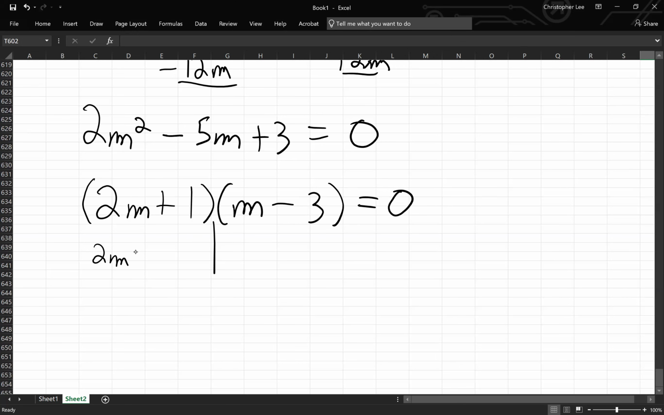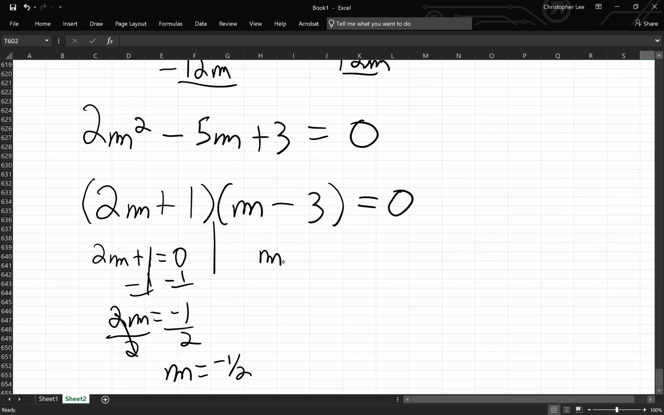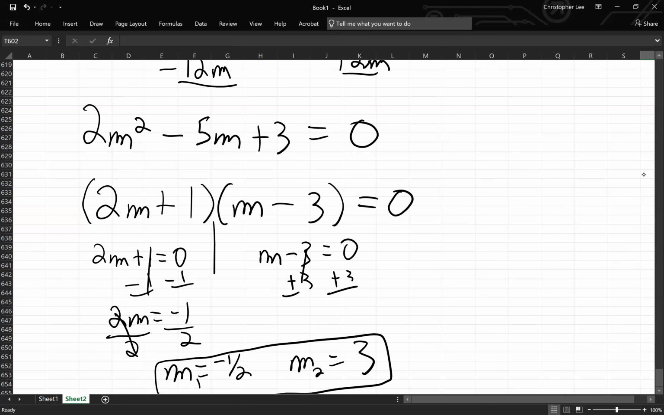So 2m plus 1 equals 0. Subtract 1 from both sides, 2m equals negative 1. Divide by 2, m equals negative 1 over 2. Now you have m minus 3 is equal to 0. Add 3 to both sides, so m2 is equal to 3. Questions on that? Good. All right, let's keep it moving. Got a couple more things we got to do.